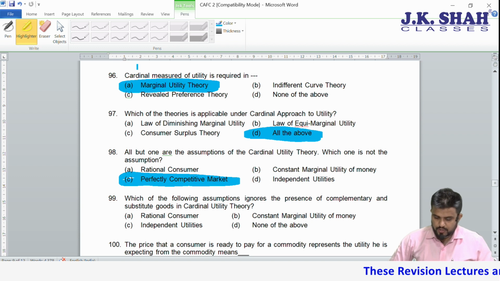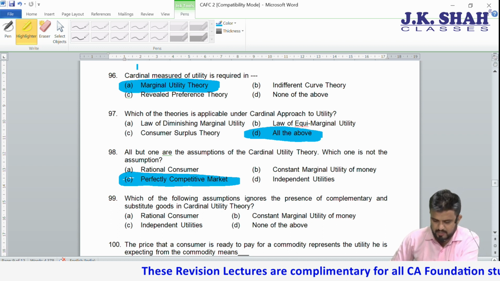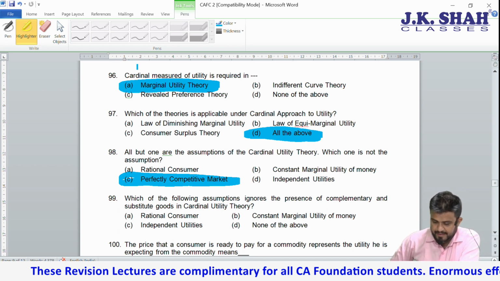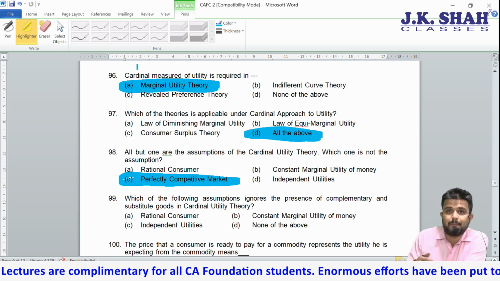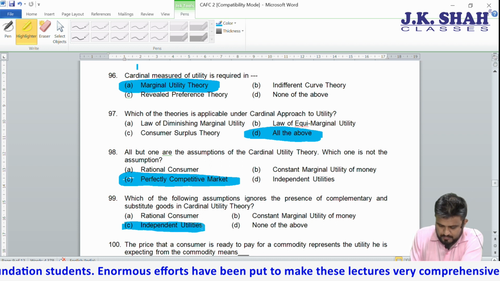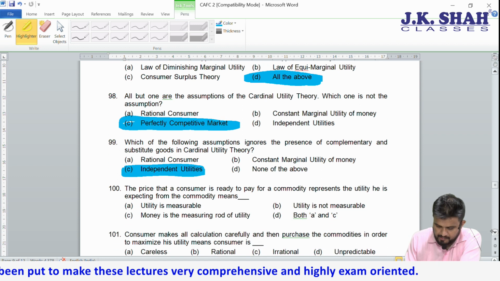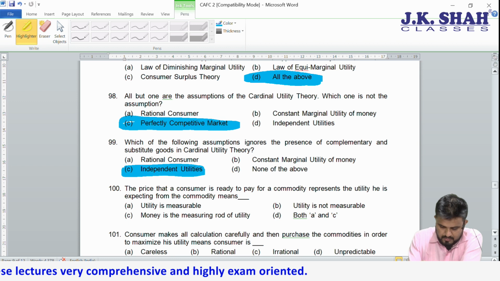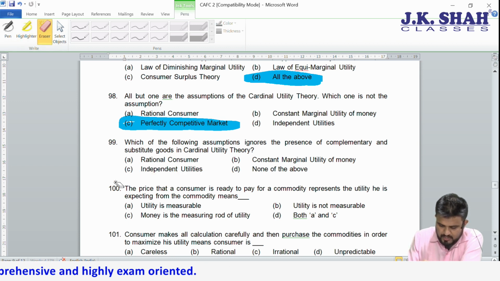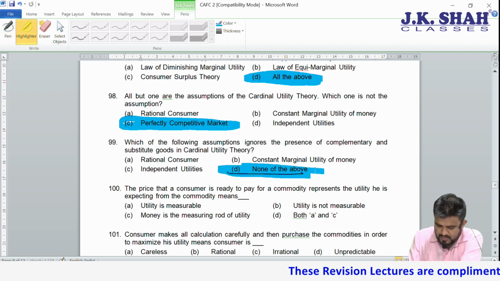Next, which of the following assumption ignores the presence of complementary and substitute goods in cardinal utility theory? Rational consumer, constant marginal utility of money, independent utilities they are telling. So this is wrong. Students, the most appropriate answer should be none of the above, because here they are telling which ignores. So all three are supporting. None of the above is the answer.